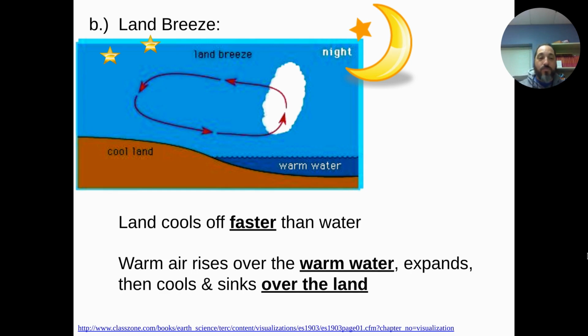Now, this process switches back and forth depending on the time of day or night, right? At night, we're going to get that land breeze. We're going to get the air moving from the land out over to the ocean or the lake or whatever it is. And the opposite's going to be true during the day. It's going to flip back, going the other direction towards the low pressure on the land. Remember, air is always moving from high pressure to low pressure. So we got our low pressure right here over the water because it's warmer, and our high pressure over the land.